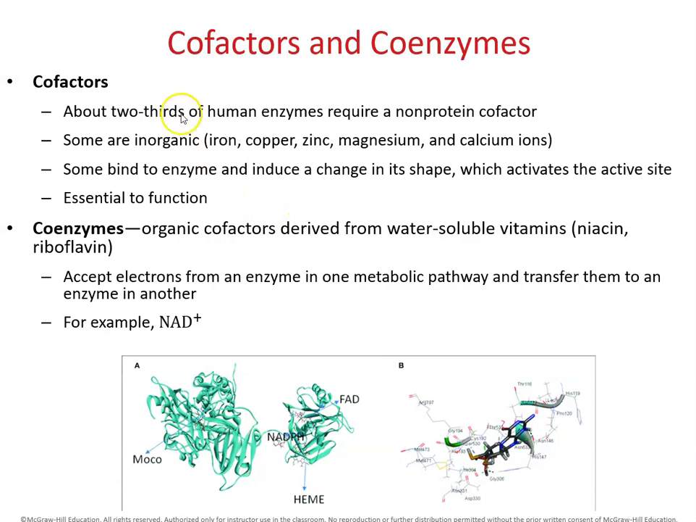Cofactors and coenzymes. Cofactors are generally some sort of metal. Coenzymes are a vitamin. Okay, cofactors are a metal, coenzymes are a vitamin. These are extra bits that the enzyme needs to work. A really famous one is iron, which is needed by hemoglobin in order to carry oxygen. So the iron would be a cofactor because it's a metal. And that's cofactors and coenzymes.